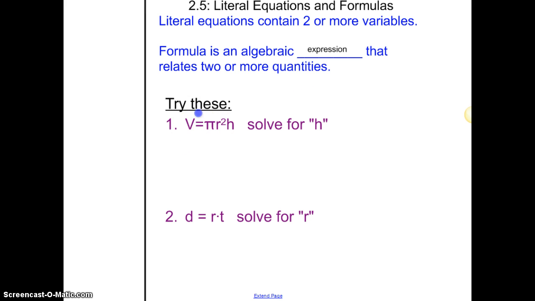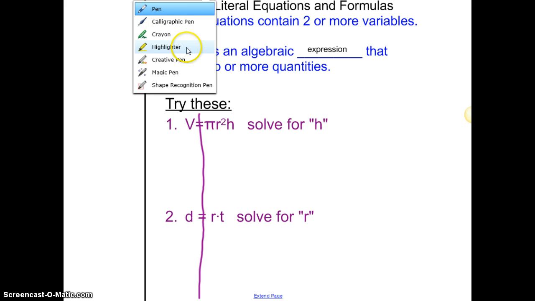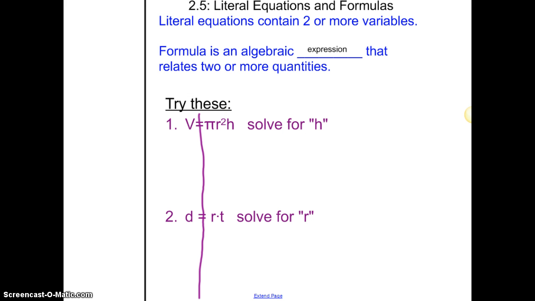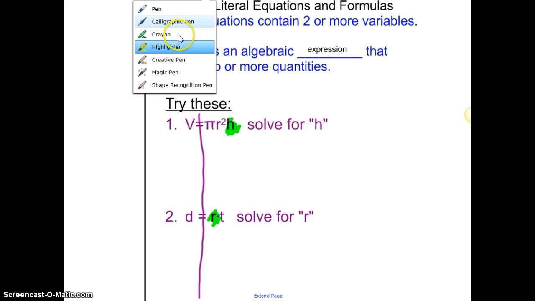So the first thing I always do is draw the line so that I don't get lost, and I'm just going to keep going down because the next one is there too. And this one says solve for h. So I'm going to highlight it just so that I see that I have it right there. This one later, it's going to be for r. As long as I'm in my highlighter, I'm just going to highlight that.